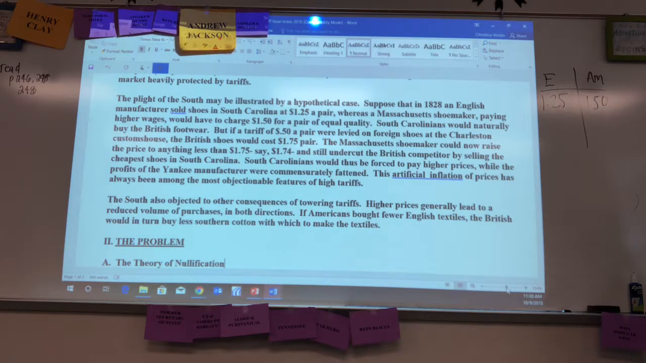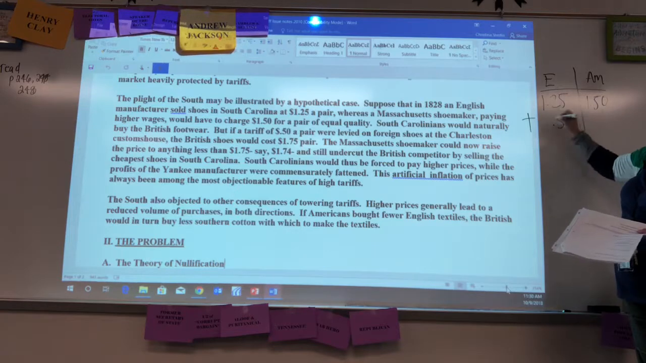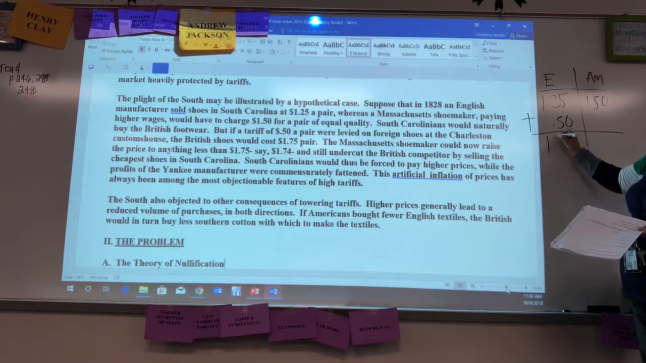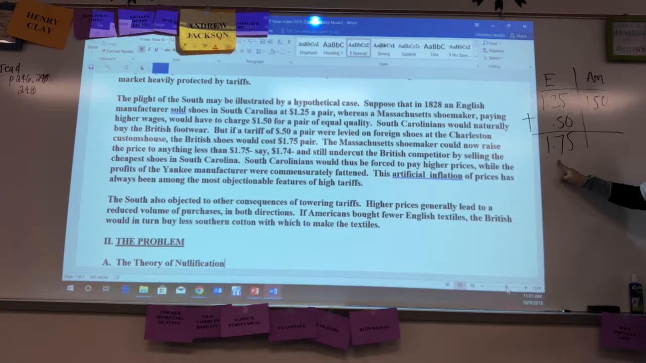But if a tariff of 50 cents were levied, so who gets the tariff? The English one or the American one? English. So here's my tariff. How much does the English shoe now cost? So which shoe are you going to buy, the 175 or the 150? Are you upset? Why are you upset? You're going to buy this 150, so how much more are you paying? 25 more cents, because which one is now more expensive? And this is going to upset the Southerners.